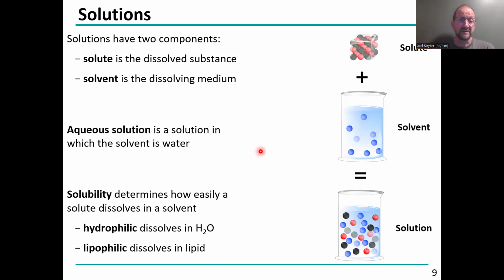Solutions are really important in physiology, and we'll talk about these a lot. They have two major components. There is the solute and the solvent. An aqueous solution is any solution in which the solvent is water. And so here it looks like putting salt into there. What will happen is the solute will dissolve and become part of the solution, like we talked about with salt water. How well something dissolves in a solvent is called solubility.